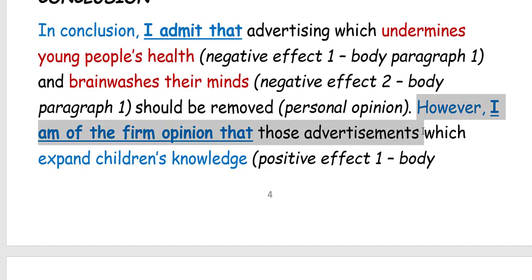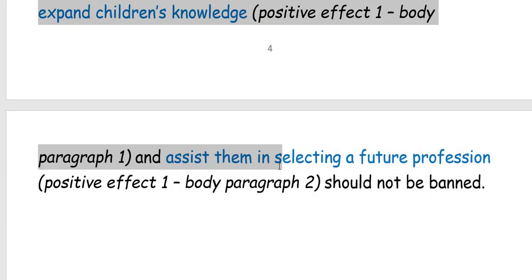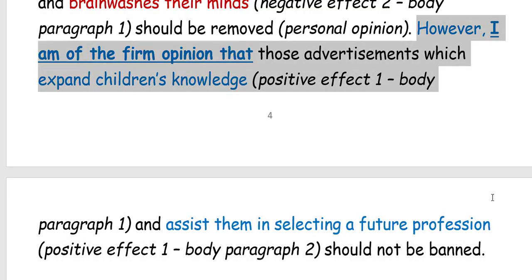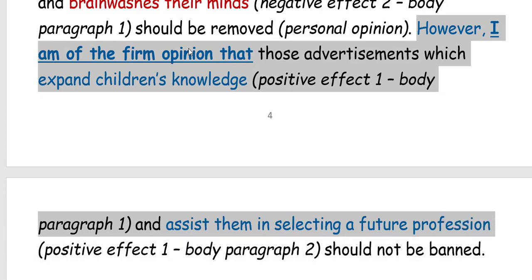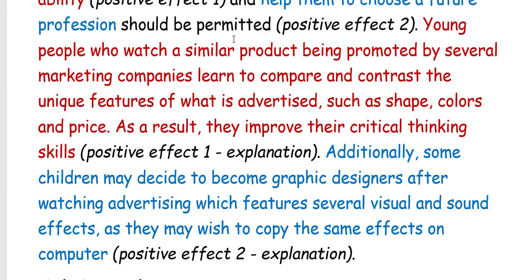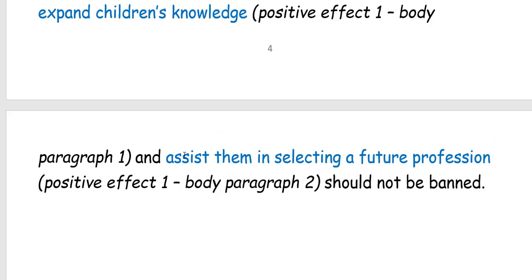However, I'm of the firm opinion that those advertisements which expand children's knowledge and assist them in selecting a future profession should not be banned. So here I'm talking about the second body paragraph. I say expand children's knowledge. So where is it? It's right here: stimulate children's intellectual ability. So I have just paraphrased this part in here. Assist them in selecting a future profession.